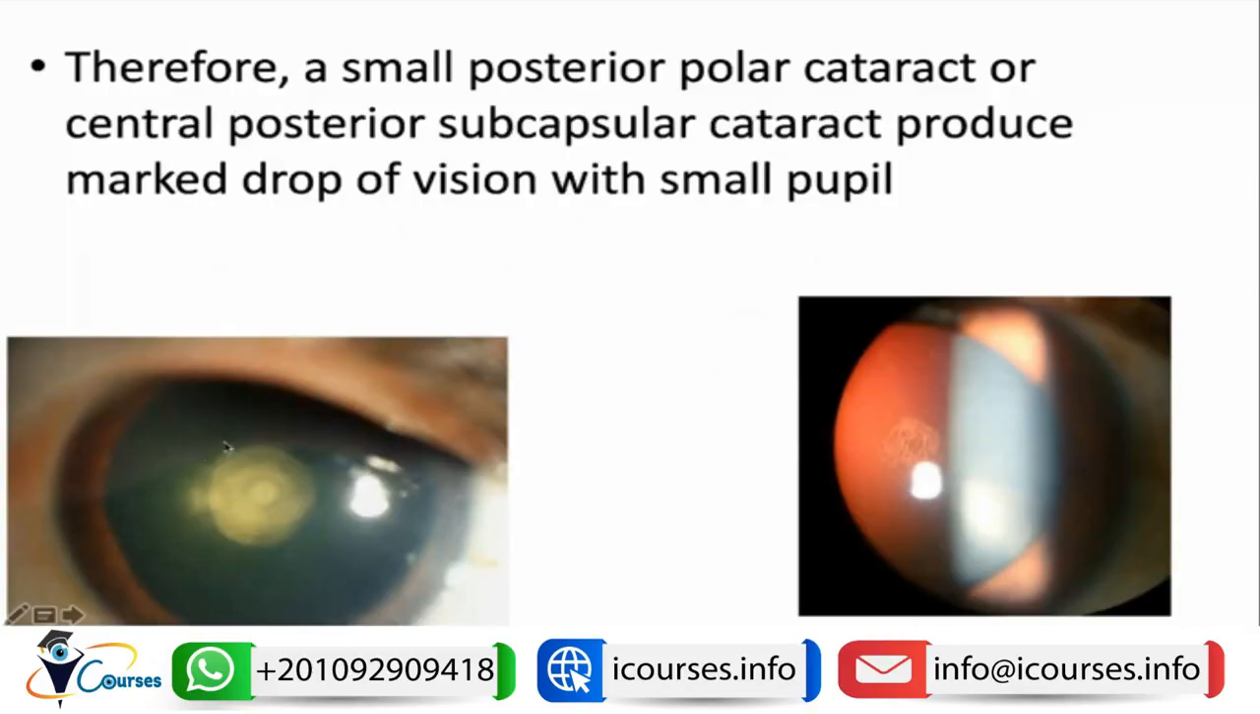If we have a small posterior polar cataract or posterior subcapsular cataract, these are in close proximity to the nodal point. That's why if a patient has such opacities, they will be very visually significant because they are close to the nodal point. This is how we can correlate the optical principles to clinical life. A central posterior subcapsular cataract or central posterior polar cataract will be visually significant and obscure the central vision of the patient because they are close to the nodal point.